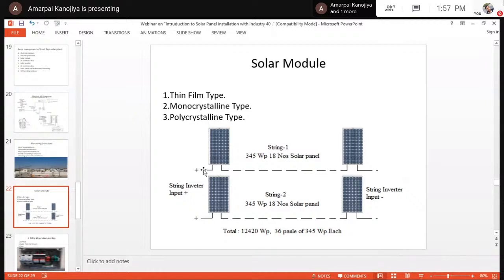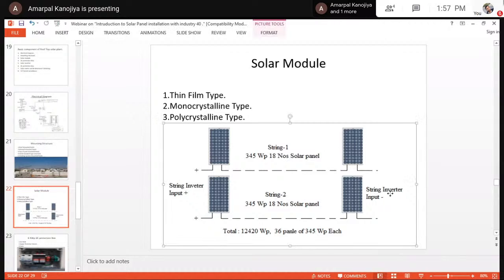Okay, those 18 panels are connected in series like this, 1 to 18. This is string 1. Now the plus of the string is connected to the minus of the inverter. Oh sorry, plus of the string is connected to plus of the inverter, and minus of the string is connected to minus of the inverter. This is string 1 and string 2.